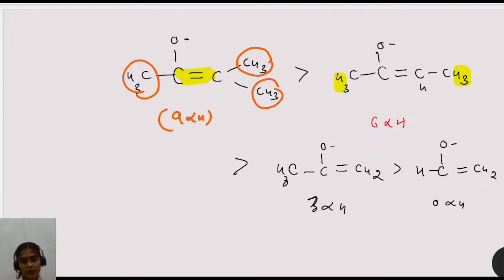Okay, so let's continue what we're discussing here. We're discussing the stability of an enolate ion. This is how you can decide. Point number one, the stability of the enolate ion.